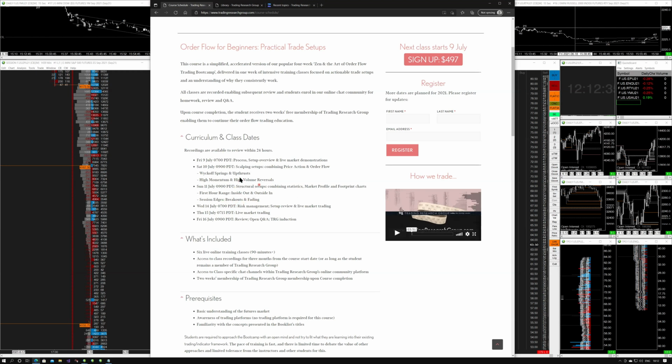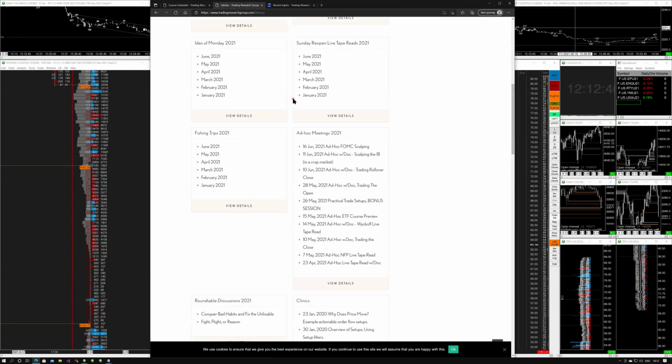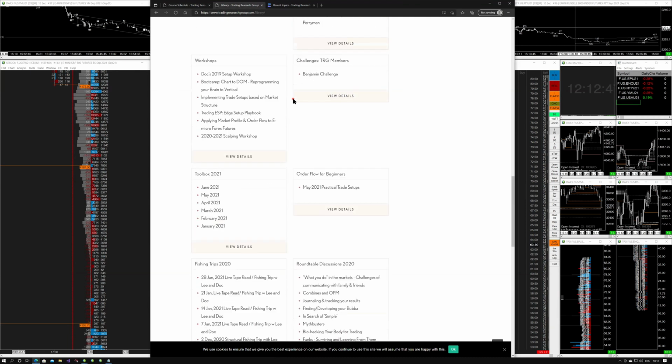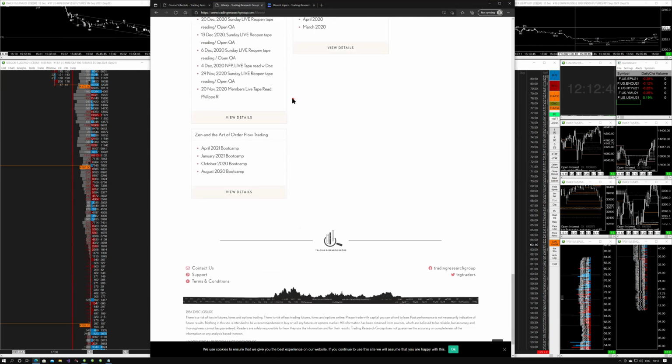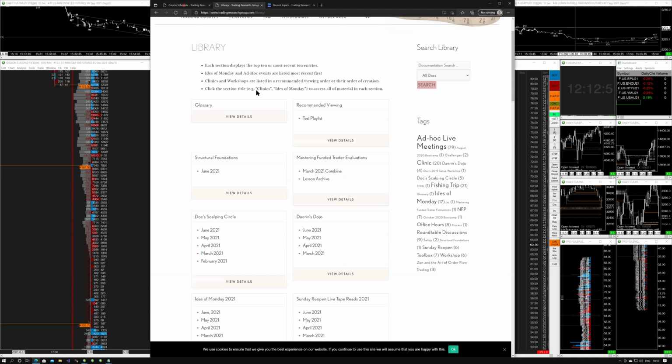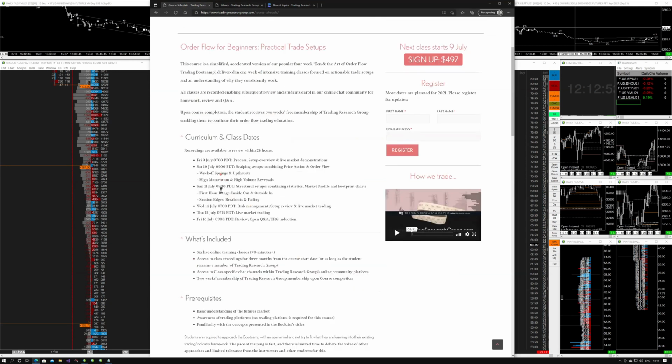We then leave a few days to allow that information to be absorbed. Now, everything is recorded. We have a huge library in Trading Research Group. We record everything. We've got thousands of hours of content now. And the homework after the weekend is review the weekend's material once or twice.